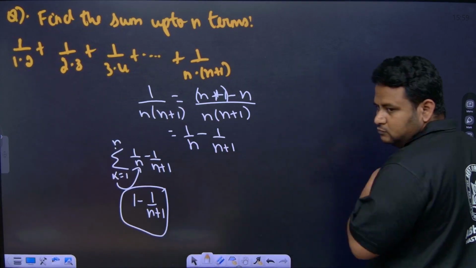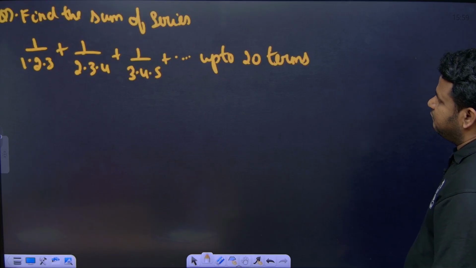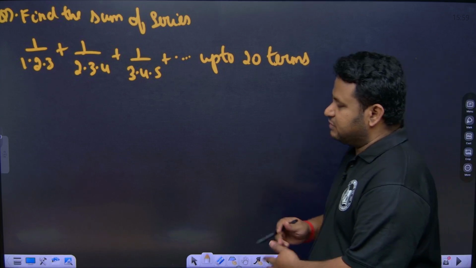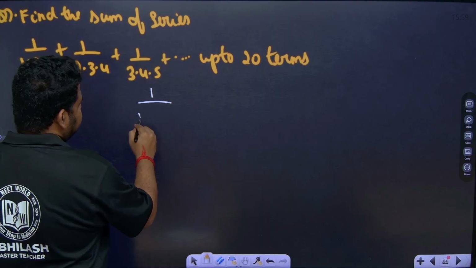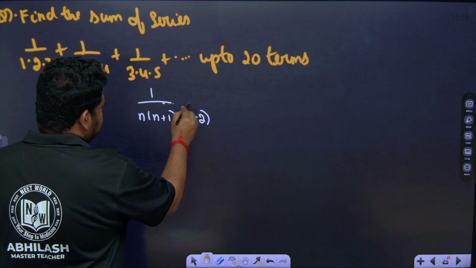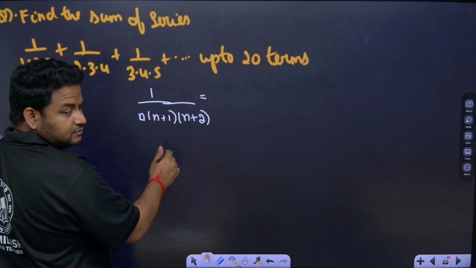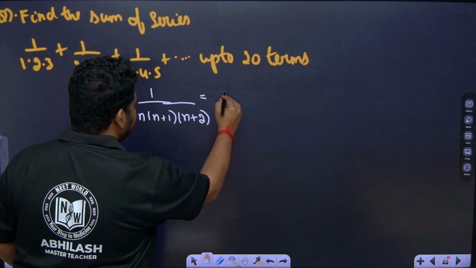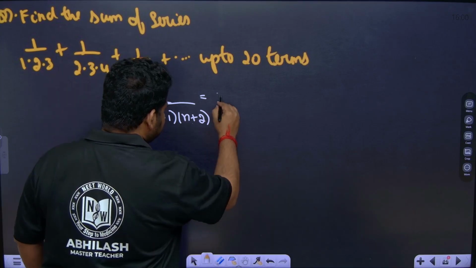Okay. Next one. Look at this. Find the sum of the series up to 20 terms. For this, first of all, we have to get the general term. So the general term can be written as 1 by n into n plus 1 into n plus 2, correct, no? To get this, what I should do is bigger term minus smaller term. So this will be n plus 2 minus n.